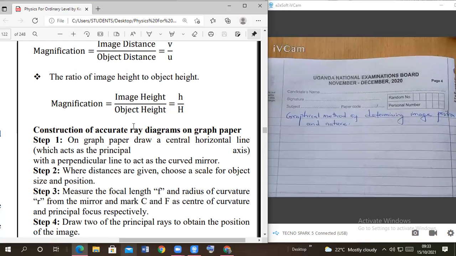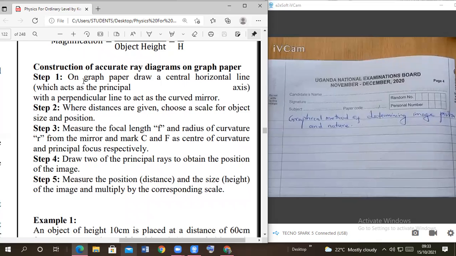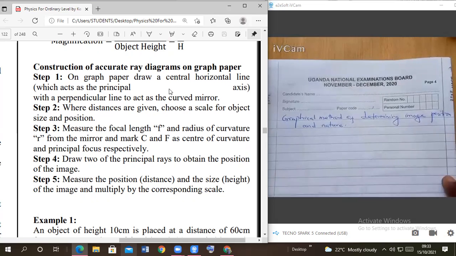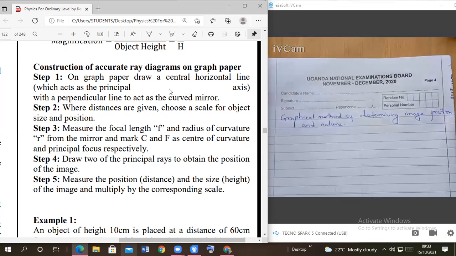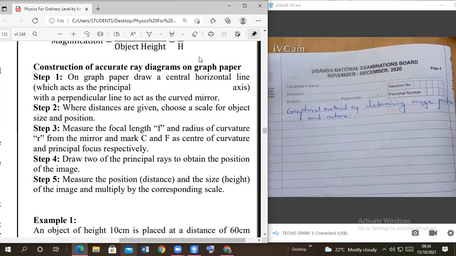So you can see the steps on my screen here. Step number one, on graph paper, draw a central horizontal axis, which acts as a principal axis. Like we have been drawing, we draw this one. Now you must use a graph paper. Let me hope everyone has a graph paper there at home. If you don't have it, then we need it. We have some 9 minutes remaining, but let's first explain the steps so that when we come back in the second session, we shall start drawing them.